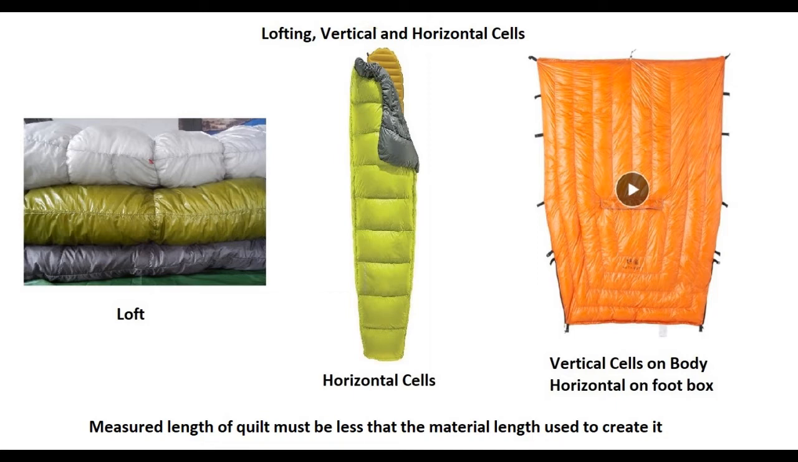The measured free length and width of the finished quilt must be less than the material length used to construct the quilt. Whether length or width decreases depends on whether quilting is vertical or horizontal. For simplicity, I'll concentrate on vertical quilting and width measurement, as this measurement determines how far the quilt wraps around you.